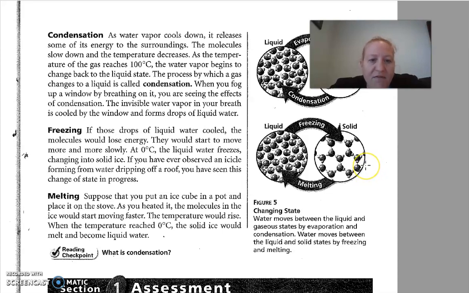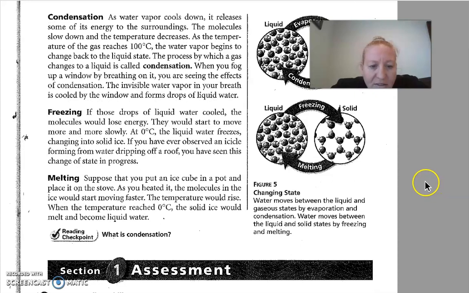Freezing. If those drops of liquid water cooled, the molecules would lose energy. They would start to move more and more slowly. At 0 degrees C, the liquid water freezes, changing into solid ice. If you have ever observed an icicle forming from water dripping off a roof, you have seen this change of state in progress.